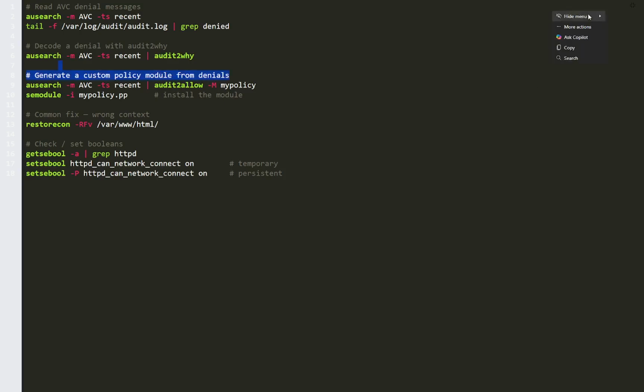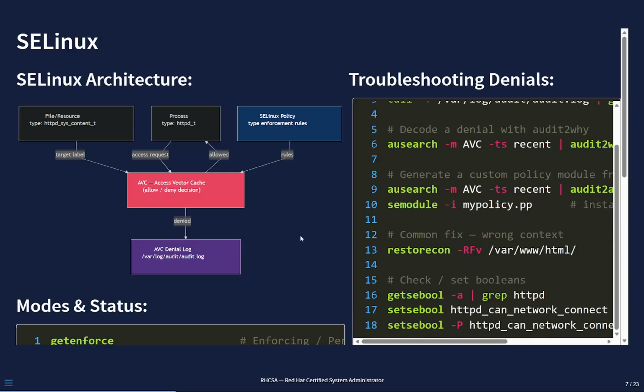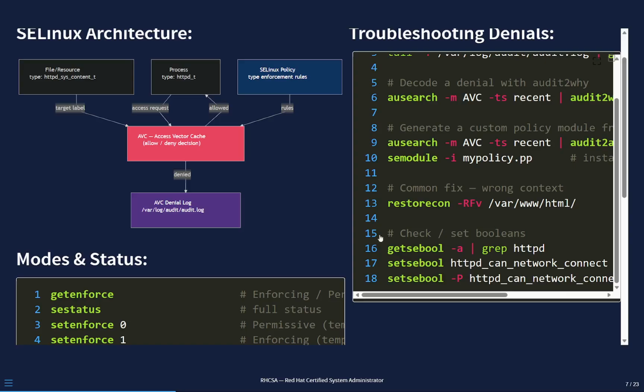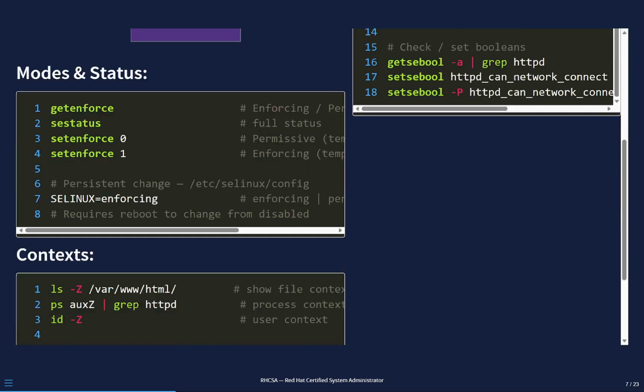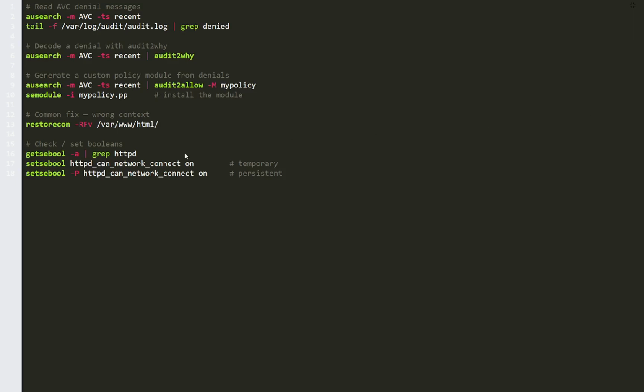Booleans are on/off switches in the policy. No need to write custom policy modules for common scenarios. getsebool -a | grep httpd lists all Apache-related booleans. setsebool -P httpd_can_network_connect on, the -P flag makes it persistent. Forgetting -P means it resets on reboot. It is on every exam that includes SELinux.